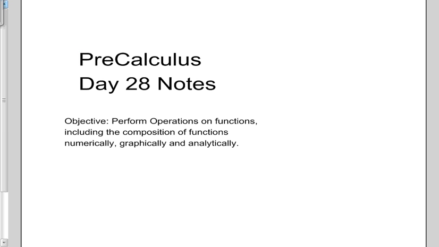Welcome to Pre-Calculus, Day 28 Notes. Our objective is to perform operations on functions, including the composition of functions, numerically, graphically, and analytically.